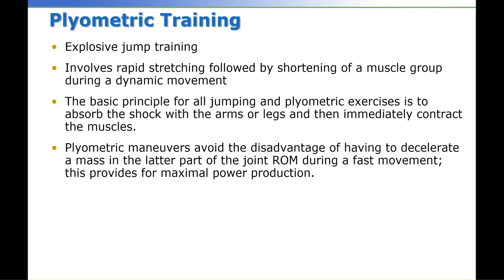So plyometric maneuvers avoid the disadvantage of having to decelerate mass in the latter part of the joint range of motion during a fast movement, which provides max power. One of the things this talks about is the ballistic bench throw versus the traditional bench press. At the end of the bench press, you're throwing it almost up in the air, projecting the barbell into the air.